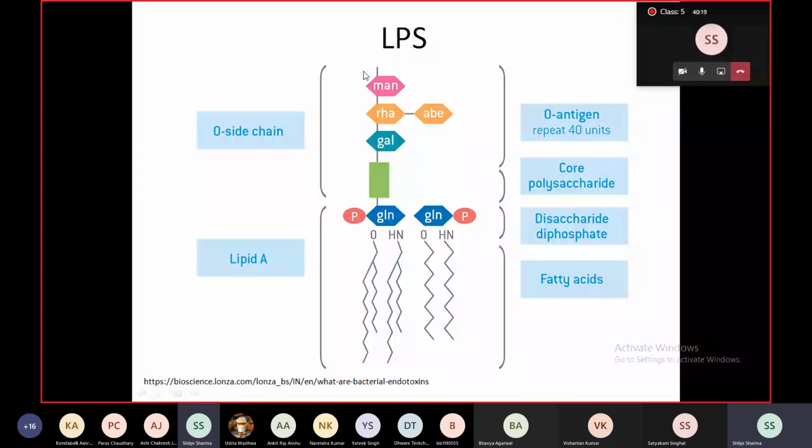Now, the third part is the O side chain or the O antigen, which is attached to the core and is comprised of repeating units of 3 to 5 sugars. This is the chain that you actually see. The O antigen has a high degree of structural variability as well, even in terms of the number of repeating units, this is quite variable.